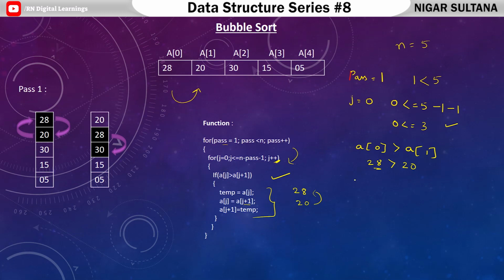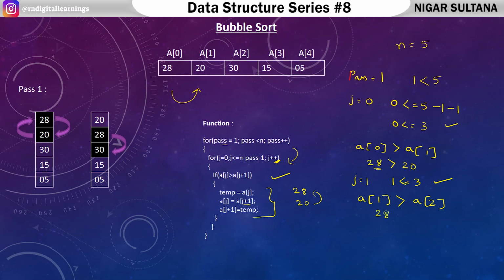J is equal to 1. Again compare: is 1 lesser than or equal to 3? Yes. If it is true, I must compare again. Now j value is how much? 1. A of 1 is greater than A of j plus 1, 1 plus 1 is 2. Compare these values: this is A of 1 and this is A of 2.